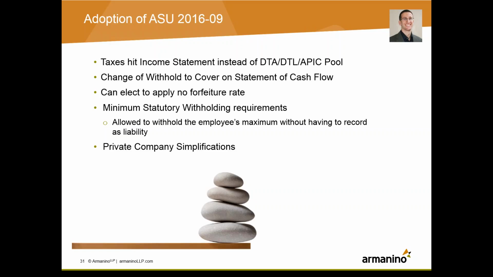Another big change is that you can now withhold taxes at the maximum statutory rates as opposed to the minimum. Previously, if you did anything above the minimum, you had to record that award as a liability for expense purposes.